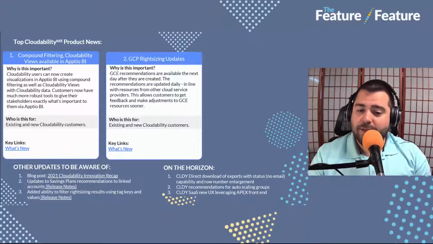On the horizon, direct download of exports is going to be coming out here in a couple of weeks. We've also got recommendations for auto-scaling groups. And those two things we're going to be talking about with Bala and the significance of those as well. And then in Cloudability SaaS, there's a new user experience that's going to be coming, bringing Cloudability SaaS more in line with the rest of the experience for Aptio's products.